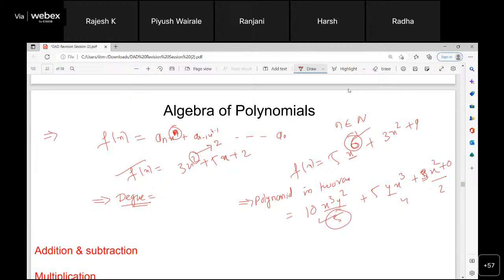So I hope if we ask how to find out the degree, you can easily find out, right? Any doubt in this part? How to find out the degree of a polynomial? Yes, can anyone please repeat the last one, the polynomial for two variables?